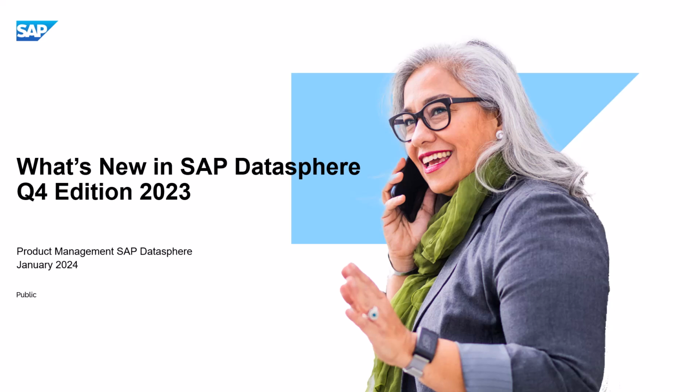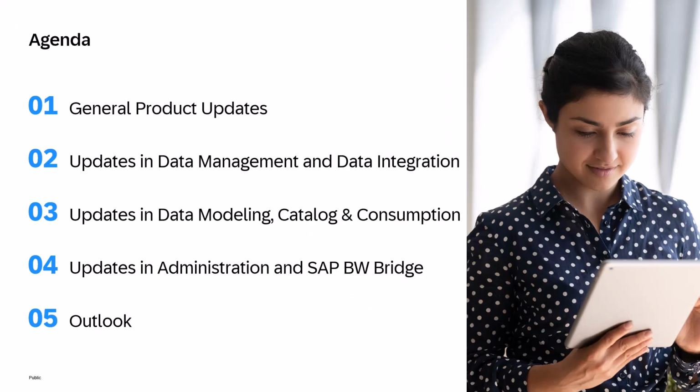So let's have a look at the different topics we're going to cover today. We're basically covering updates in all areas of the product, like general product updates at the beginning, then of course data integration topics, modeling, consumption topics, but also administrative and BW Bridge updates. And at the end, we will give you an outlook on what to expect in the first few months or quarters of 2024. So giving you a brief outlook on what's happening this year.